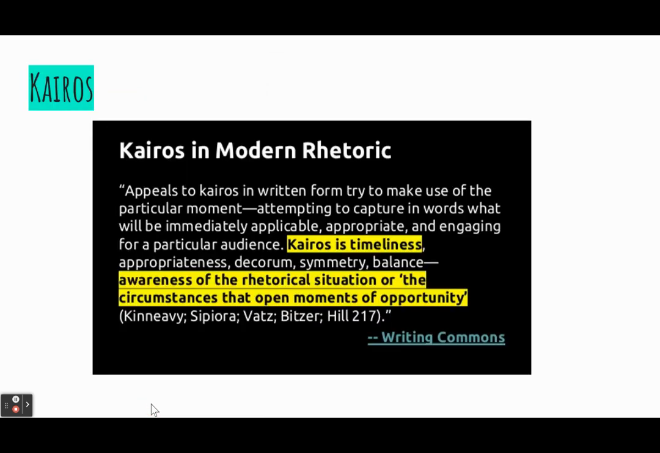And then finally, the timeliness. What's the moment that you can capture in words to make it applicable, to make it appropriate, to make it fit the situation? The AI one, the social media one, the video game one, all might be a situation where you have an opportunity to make an important point for a particular audience. Think about how you can make that point happen.